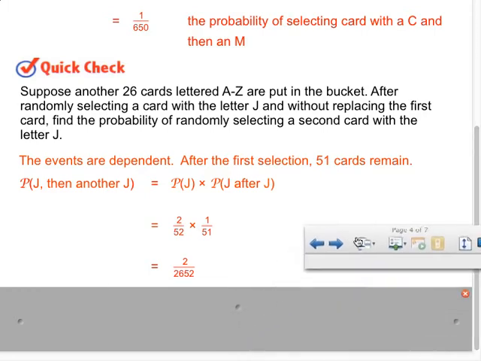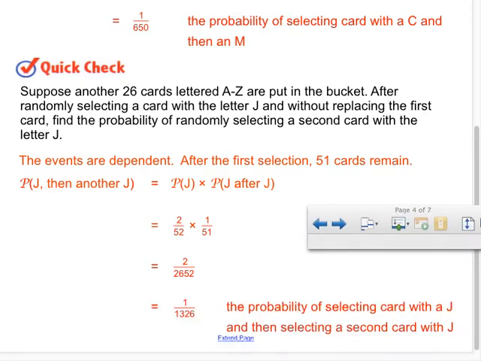So that is the result right here. Okay? We simplify our fraction. Now you could have simplified the probability of J to begin with. That would have made your calculation a little bit easier. But there's the answer. Any questions about this?